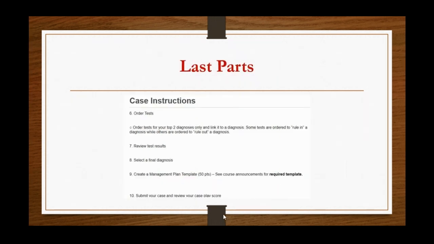The remaining set of activities. The sixth activity, order test, during which you are required to order test for your top 2 diagnoses only and link it to a diagnosis. Some tests are ordered to rule in a diagnosis while others are ordered to rule out a diagnosis. The seventh activity, review test results. Eighth activity, select a final diagnosis.